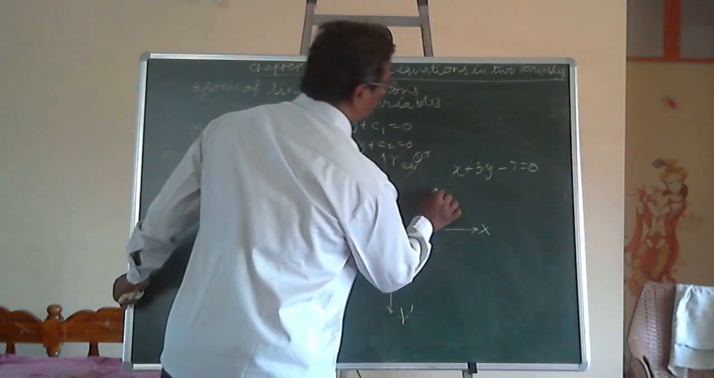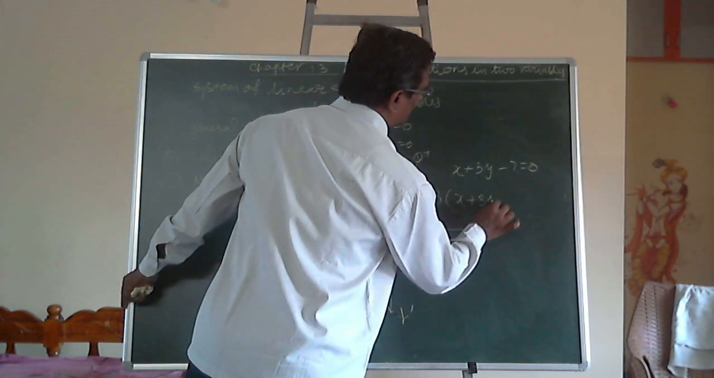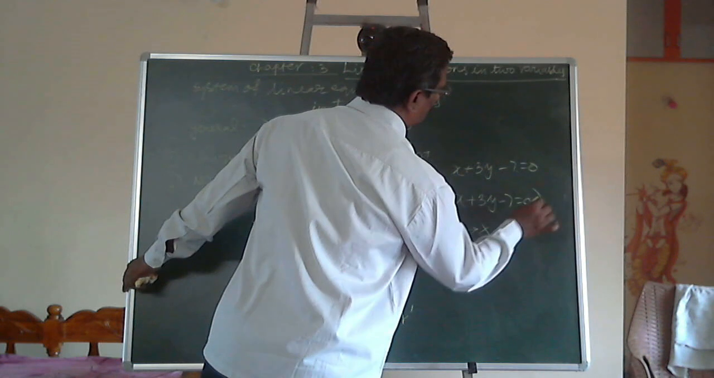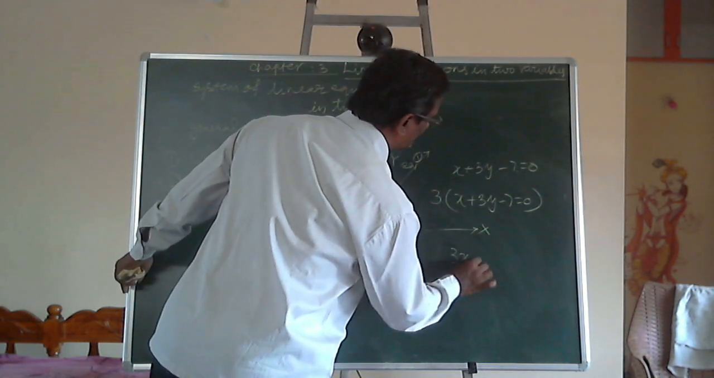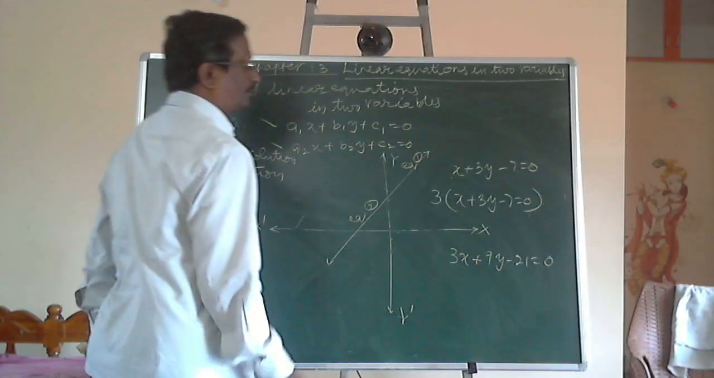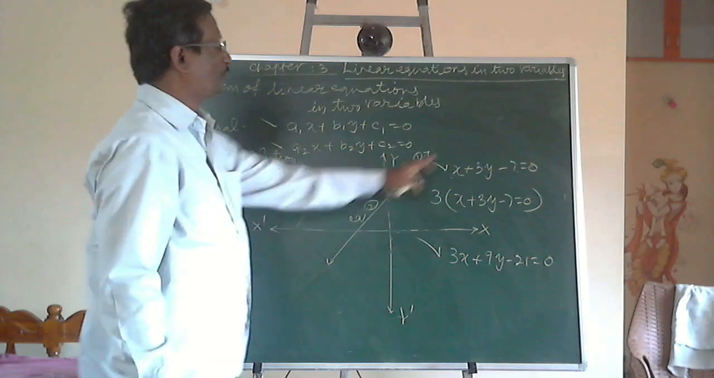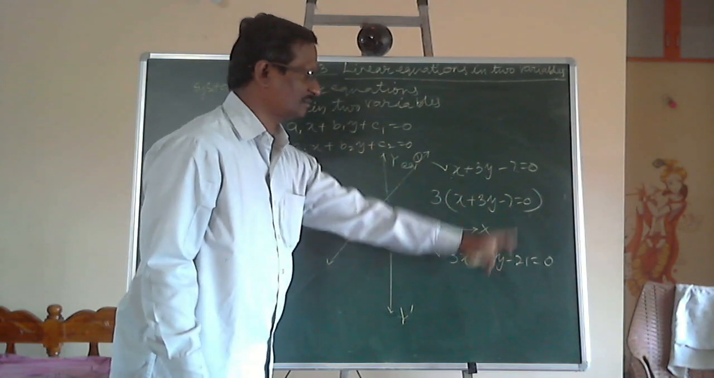The second equation, suppose you multiply the first equation LHS and RHS by some real number, say 3 into x plus 3y minus 7 is equal to 0, multiplied means 3x plus 9y minus 21 is equal to 0 into 3, 0 only. This is the equation and this is the equation. X coefficients are different, y coefficients are different, constants are different.